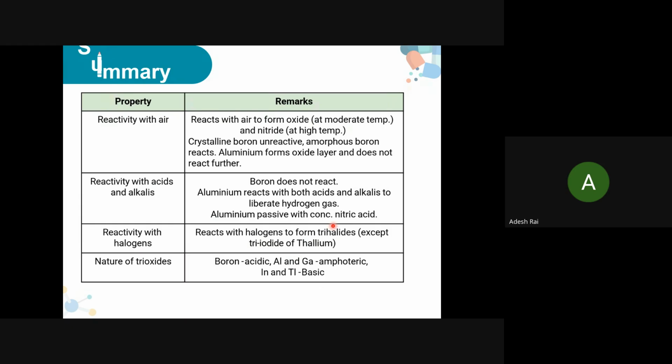Can boron show those reactions? Hydrolysis of trihalides. Can boron's trihalide undergo hydrolysis? The answer is no. Is that clear? Tell me, understood or not?